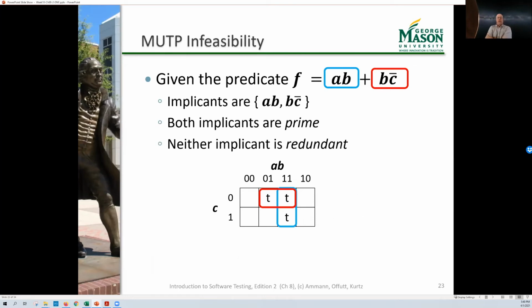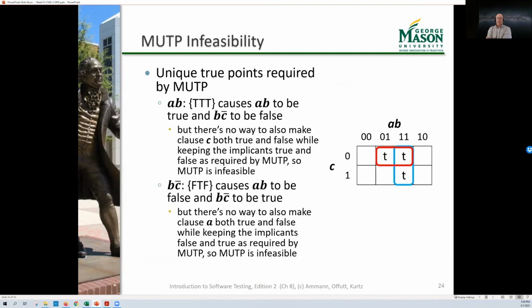Multiple unique true point coverage seems clever, seems great. It does have a problem with infeasibility. So if we consider this predicate, AB or B not C, we've simplified this as much as we can. This is a prime representation. There's nothing we can do to simplify it further. Our implicants are AB in the blue and B not C in the red. Both implicants are prime. Neither implicant is redundant. We've done everything we can. We've got a nice predicate here, but we've got a problem.